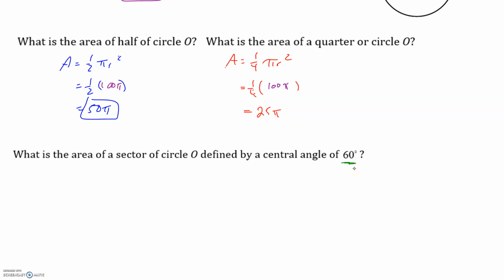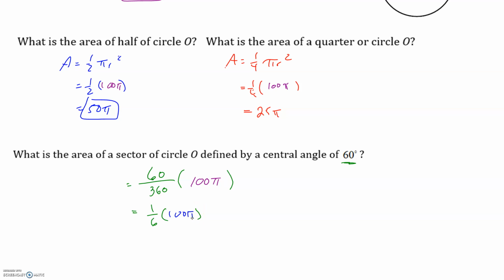It's 360 degrees. So I simply take the 60, divide by 360. That is our fractional amount. And then, just like all the other ones, we're going to multiply that by whatever the area was. And the area of the whole thing was 100 pi. So in this problem, we now have this coming out. And 60 out of 360 is just a sixth. So now it's a sixth of 100 pi.